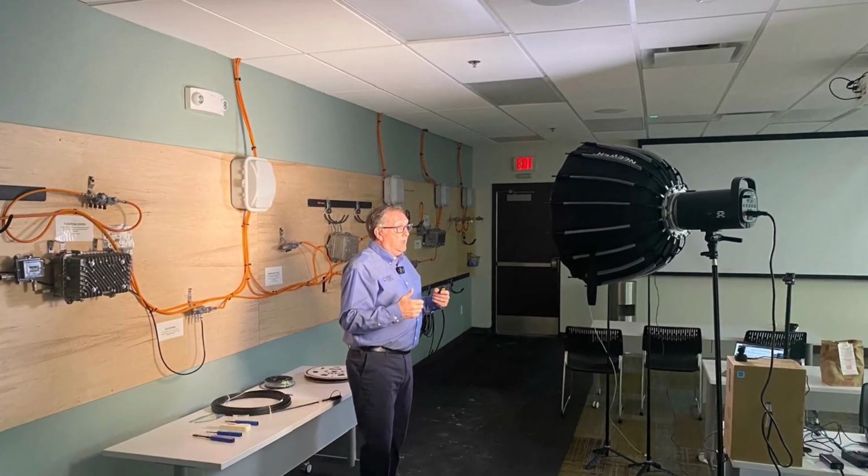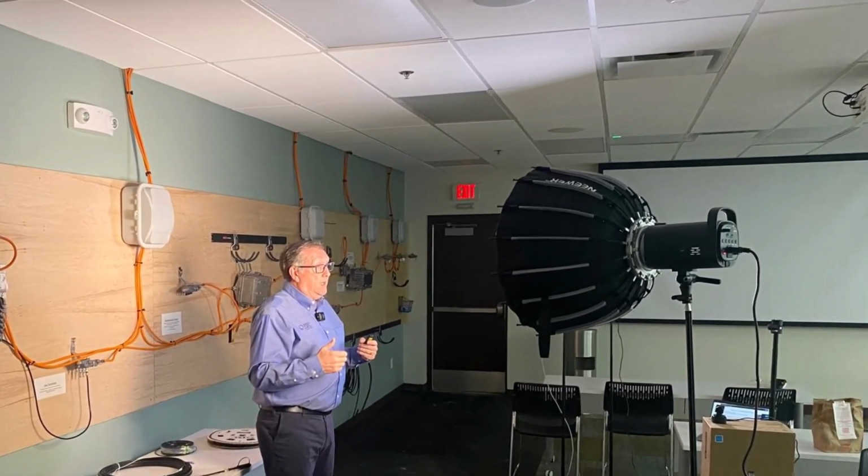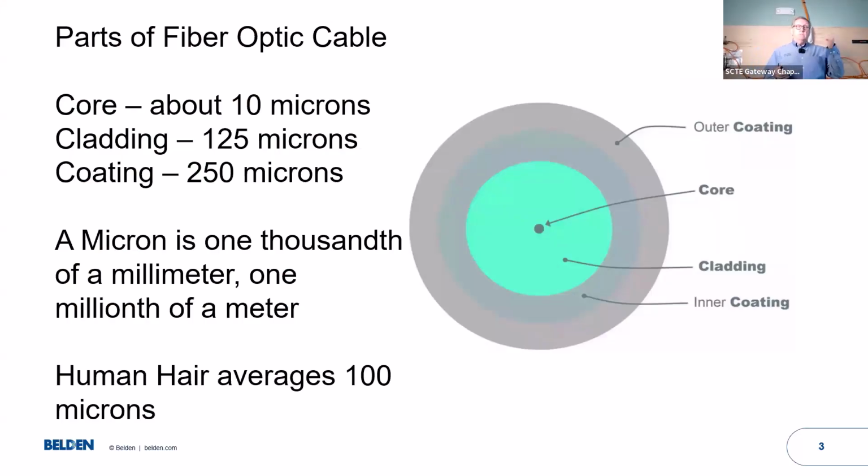So, parts of a fiber. There are three main pieces of a fiber: the core, the cladding, and the coating. There are other things, strength members and jackets and that kind of stuff, but the fiber optic itself, the core is where the light goes down. The cladding is another piece of glass that has a different refractive index that keeps the light inside the core.